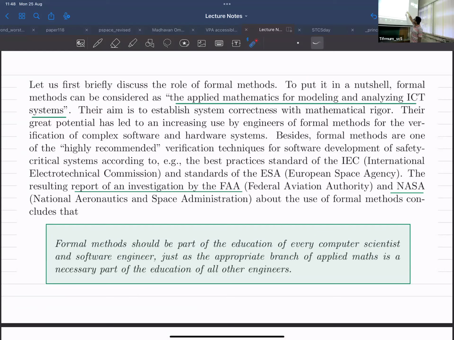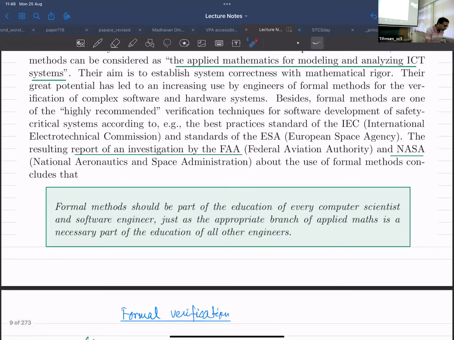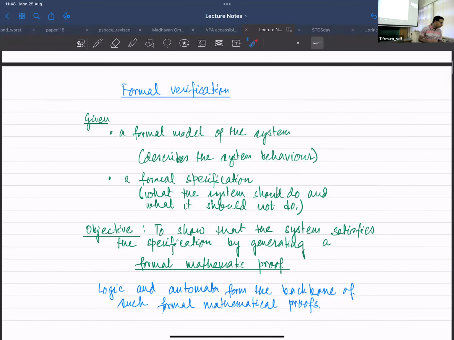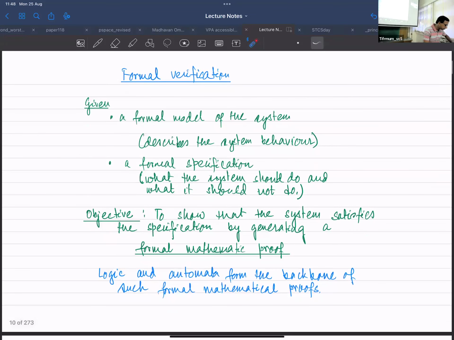formal methods. This is something that I found in a report from one of the textbooks, which we will look at once in a while. It talks about a report by the Federal Aviation Authority and NASA, which says that formal methods should be part of the education of every computer scientist and software engineer, just as the appropriate branch of applied mathematics is a necessary part of the education of all other engineers. So this is something to motivate and understand the importance of formal methods and formal verification. Okay, so again, coming back to what formal verification is about.